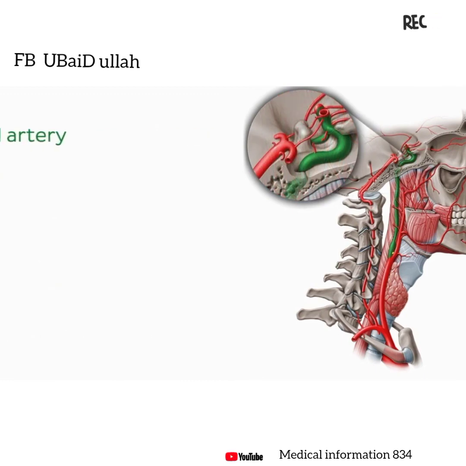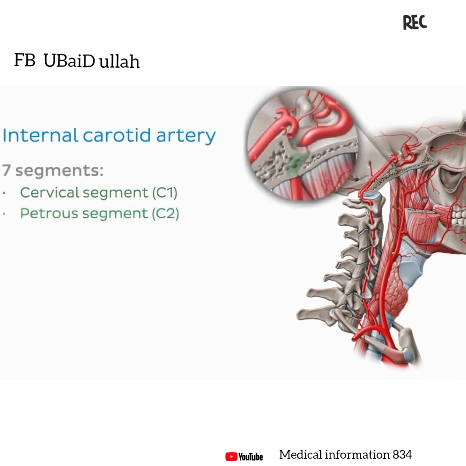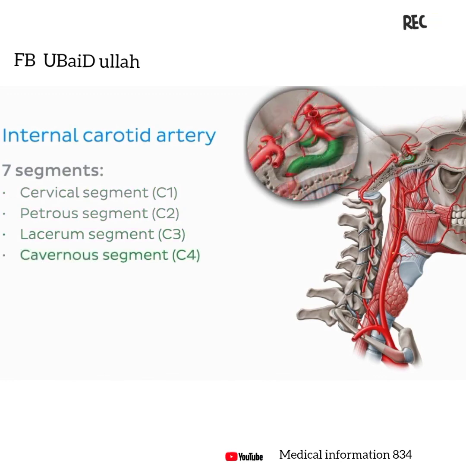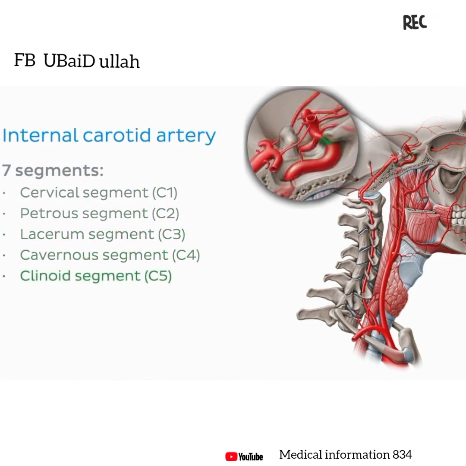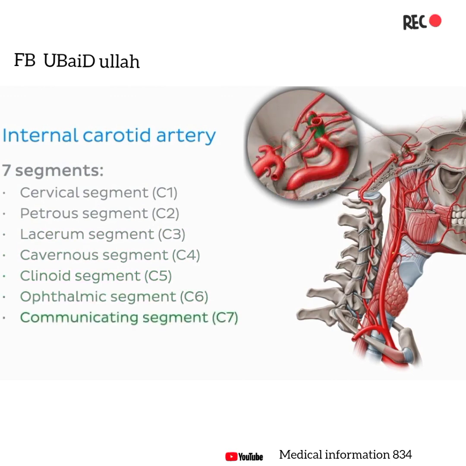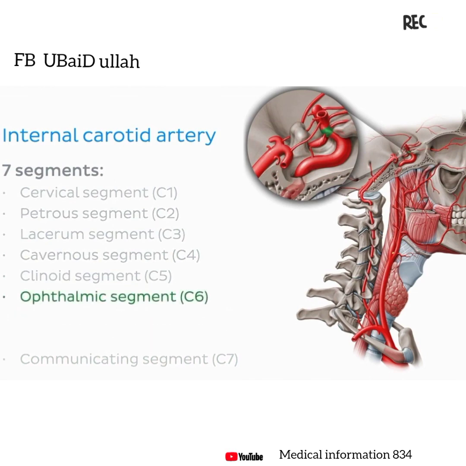Next, we looked at the internal carotid artery and its defined 7 segments, which were the cervical segment, the petrous segment, the lacerum segment, the cavernous segment, the clinoid segment, the ophthalmic segment, and the communicating segment. You'll remember that the odd segments except C7 do not have any branches, and that the even segments had mainly smaller branches except for C6, which gave off the ophthalmic and superior hypophyseal arteries.